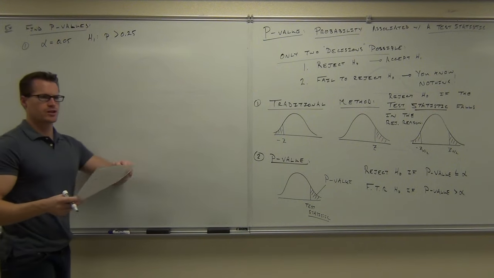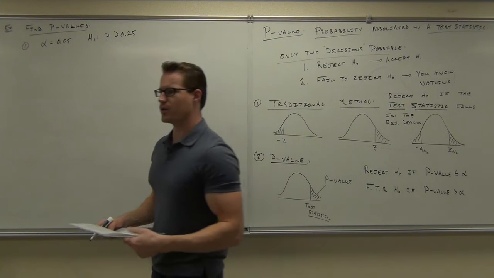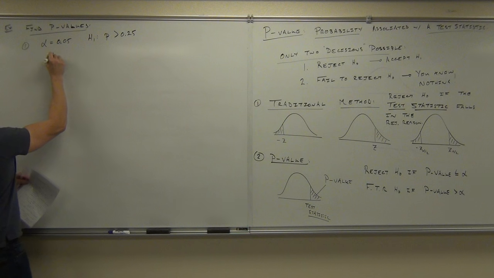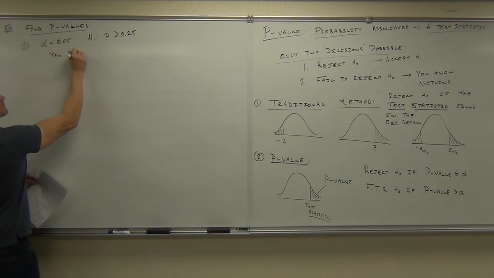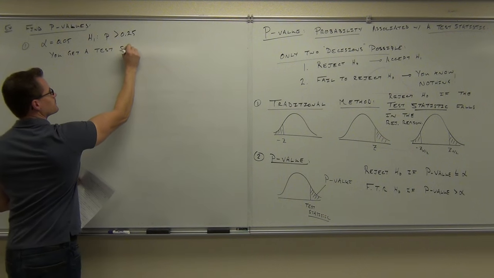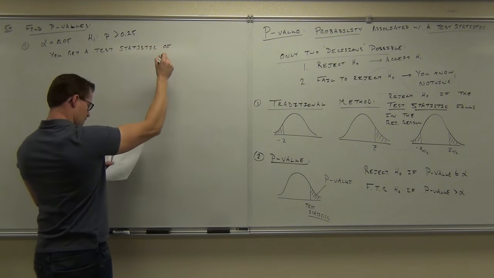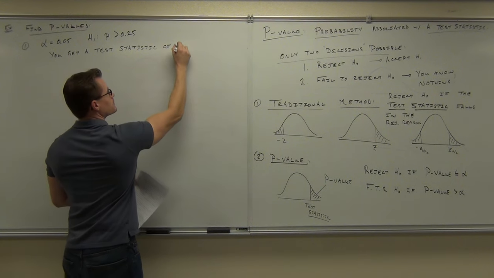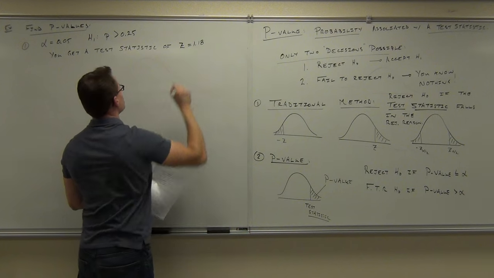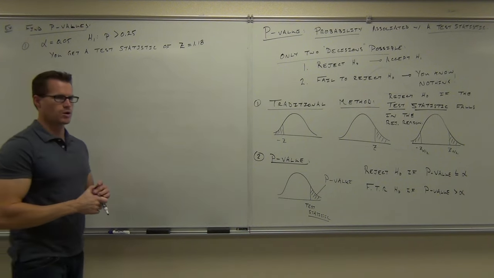Let's say that we're not going to do any work with this. So I'm just going to give you the test statistic that I found on my own. So you do all the work, and you get a test statistic of Z equals 1.18. So you did the work on that.